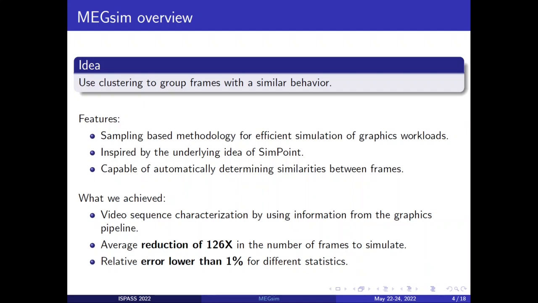With MEGSim, we were able to characterize graphics workloads by only using information from the graphics pipeline. Information that, as we are going to see, can be obtained by using a functional simulation. This led to an average reduction of 126 times in the number of frames to simulate, which means that the simulation time is reduced by 2 orders of magnitude, and at the same time getting a relative error lower than 1% for the different statistics that we have measured.